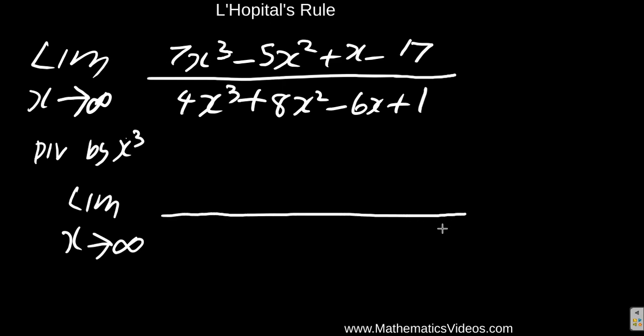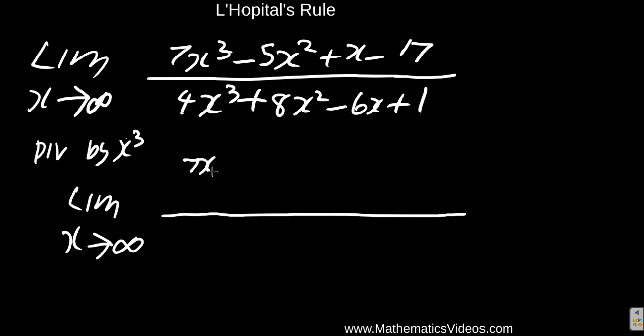Just like when you work out common denominators, you can always multiply the numerator and the denominator of a fraction by the same number, and the value of the fraction remains. You can divide the numerator and denominator by the same number, and the value of the fraction remains. So let's divide by the highest power of x, which is x cubed. So here, let's divide each term by x cubed.